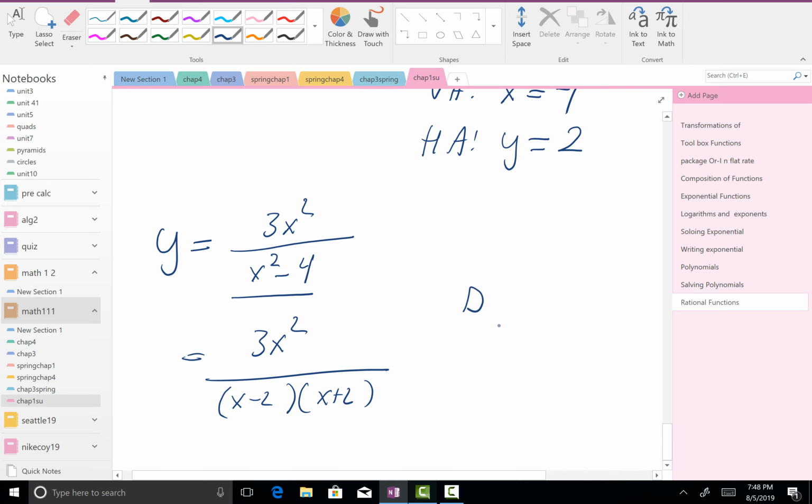Okay. Domain, vertical, horizontal. What can our domain not be? Plus or minus 2. Do we have vertical asymptotes or holes? Do we have any holes? Does anything cancel out? Nothing's canceling out. There's no x minus 2's on top, so those are both vertical asymptotes. Okay? If you're not sure, you can graph it, but you should be able to do it without graphing.